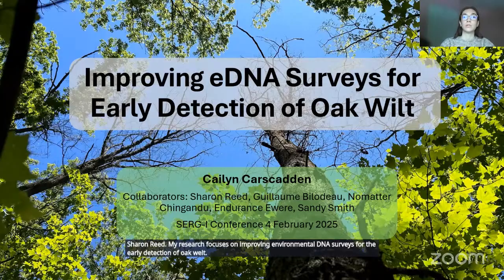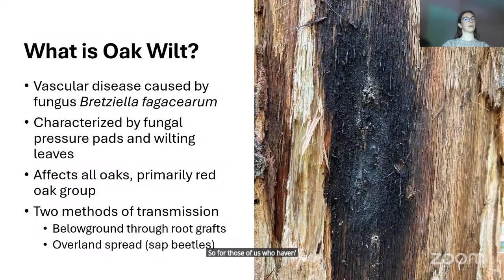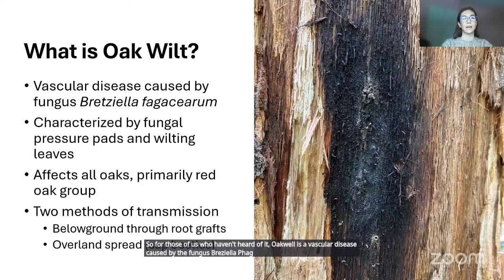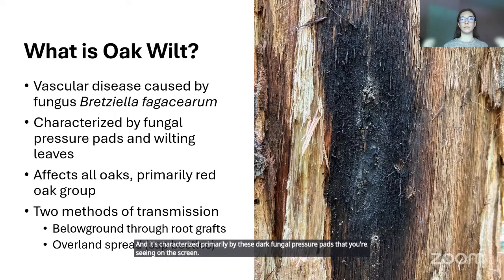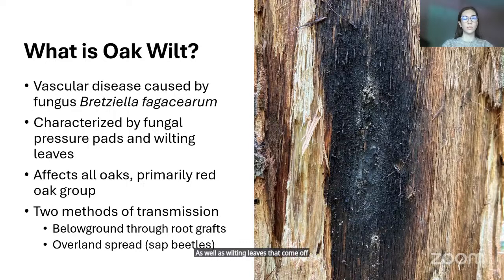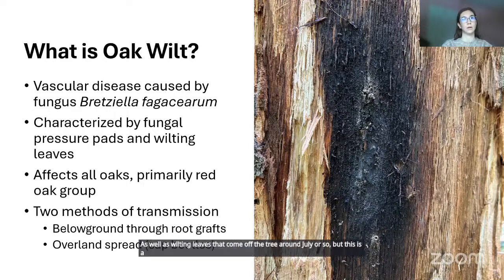So for those of us who haven't heard of it, oak wilt is a vascular disease caused by the fungus Bretziella fagacearum. And it's characterized primarily by these dark fungal pressure pads that you're seeing on the screen, as well as wilting leaves that come off the tree around July or so, but this is a symptom that's quite general of several fungal diseases.